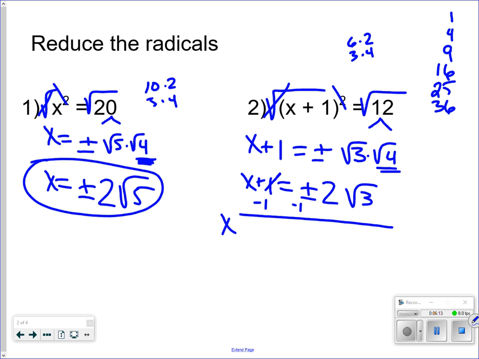X cancel equals, now remember, what comes next is the subtract 1. We want that to sit first. Then you're going to put your plus and minus 2 root 3. These are not like terms. You cannot do negative 1 plus 2 because the 2 square root of 3 is considered one whole term. So this is actually finished. You cannot go any farther than that. Your solution is x equals negative 1 plus or minus 2 root 3.